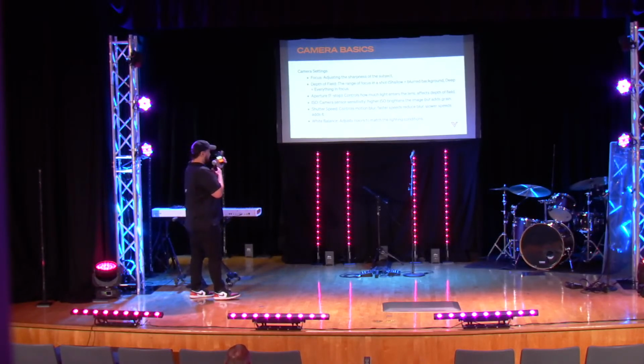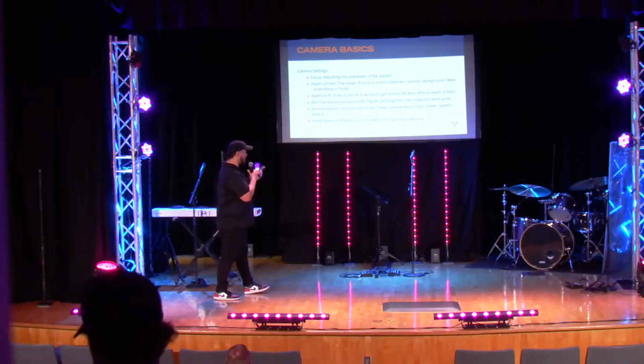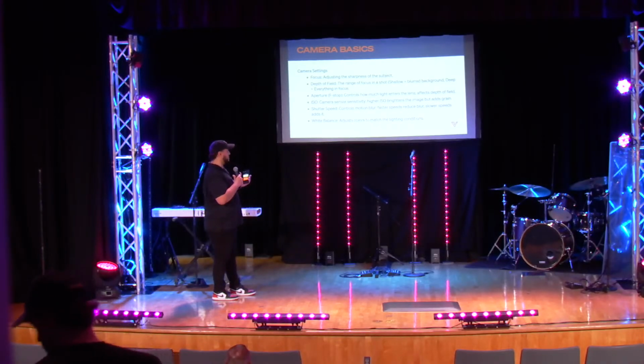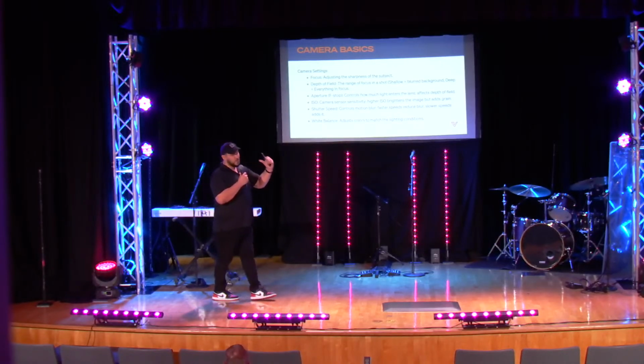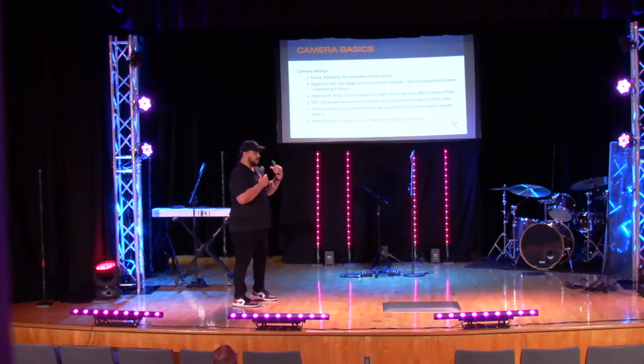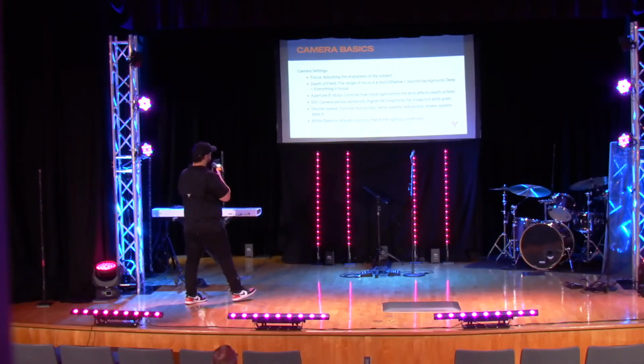ISO is the camera's sensor sensitivity. A higher ISO brightens the overall image, but it adds grain. So we want to have the ISO as low as needed. I don't want to say too low, because that's too dark, but we don't want to bump it up so high that it introduces grain and the image is not good.